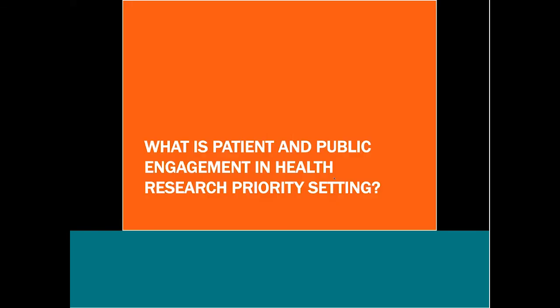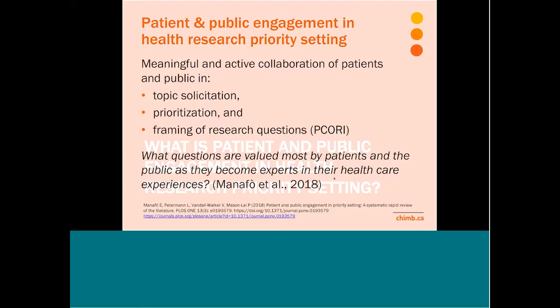So what is patient and public engagement in health research priority setting? It has been defined as the meaningful and active collaboration of patients and the public in really three main components: topic solicitation, prioritization, and framing of the research questions. It really seeks to answer what are the questions that are valued most by patients and the public as they become experts in their healthcare experiences.